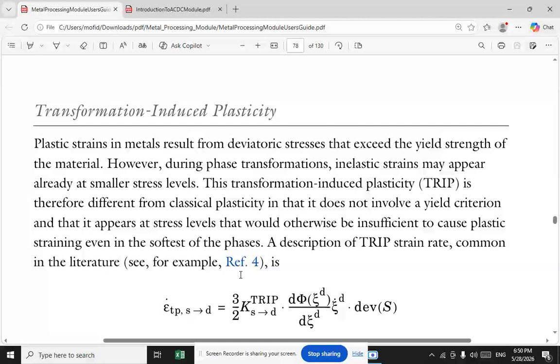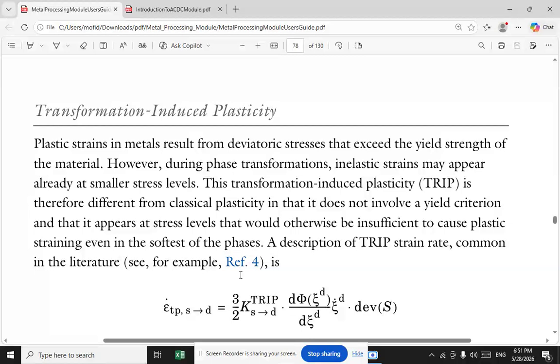Now I want to go through the transformation-induced plasticity. Plastic strains in metal result from the deviatoric stresses that exceed the yield strength of the material. However, during phase transformations, inelastic strains may appear already at smaller stress levels. This transformation-induced plasticity (TRIP) is therefore different from classical plasticity in that it doesn't involve a yield criterion and that it appears at a stress level that would otherwise be insufficient to cause plastic straining even in the softest of the phases.